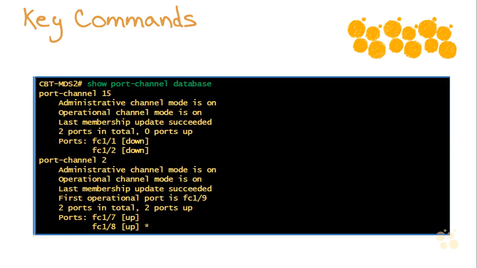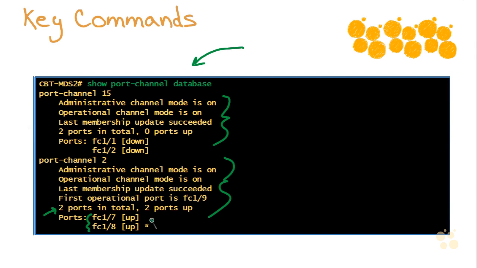But what about seeing a glimpse of all of the port channels that are configured in our SAN environment? Well, that's what I use show port-channel database for. So here we can see specifics on port channel 15. Here we can see specifics on port channel 2. Notice we get the number of ports in total, and then we get status indications for the specific ports.